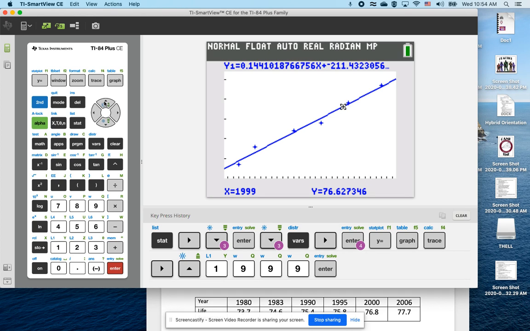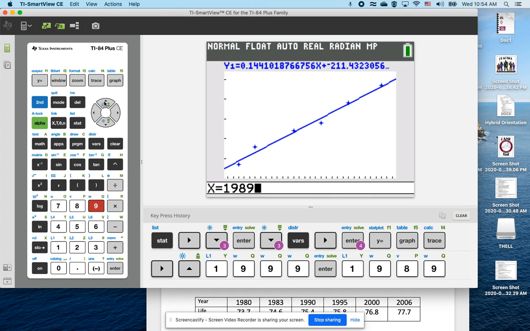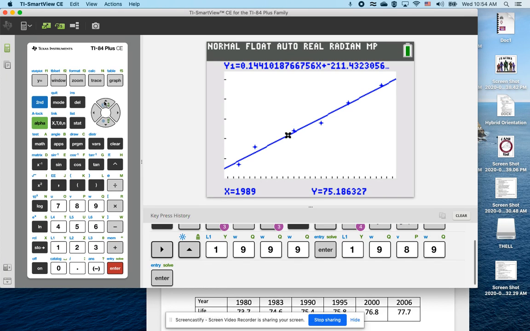If we wanted to find out what it was in 1989, we type it in and hit enter, and we see the life expectancy to be 75.1 years. But that's how we can come up with the regression line, or the line of best fit, and use that prediction equation to find other values.